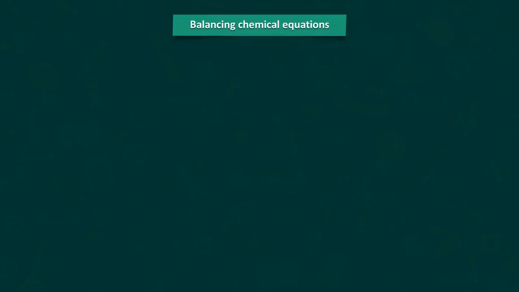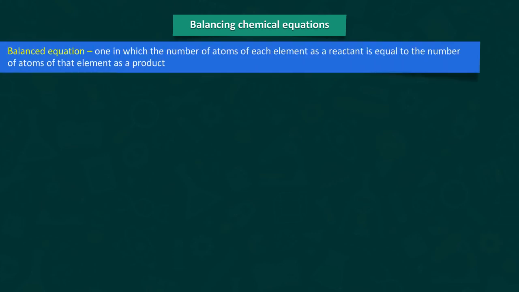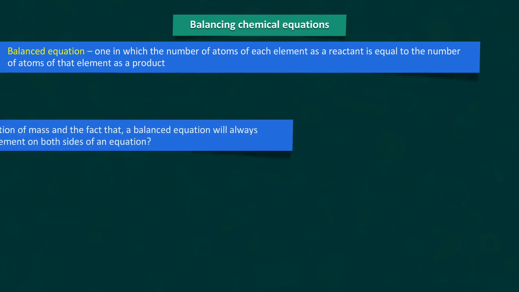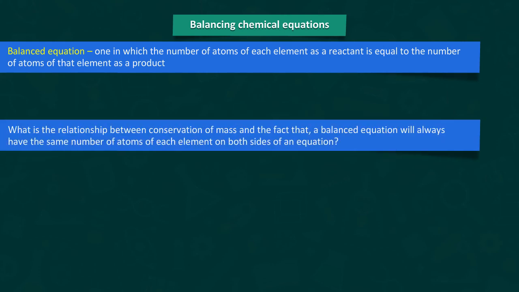Let's understand balancing chemical equations. A balanced equation is one in which the number of atoms of each element as a reactant is equal to the number of atoms of that element as a product. What is the relationship between conservation of mass and the fact that a balanced equation will always have the same number of atoms of each element on both sides of an equation?